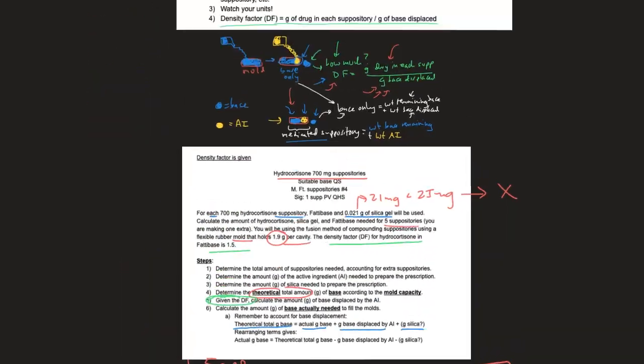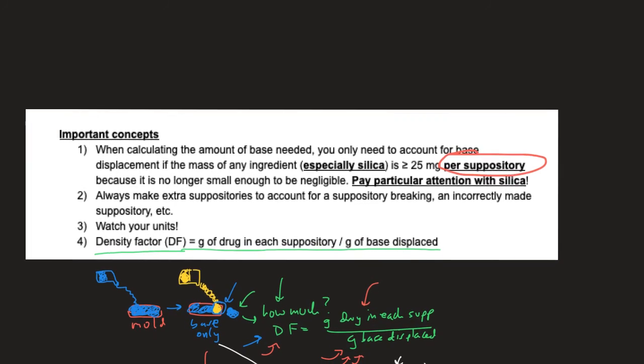Otherwise, let me just reiterate the most important concepts you should know. Number 1, make sure you always see if you need to account for silica. If it's greater than or equal to 25, you definitely need to account for silica. Number 2, you're always making extra suppositories. Number 3, always watch your units. Don't mix grams and milligrams in the same calculation. And number 4, understand how density factor works. It's grams of drug in each suppository divided by grams of base displaced.